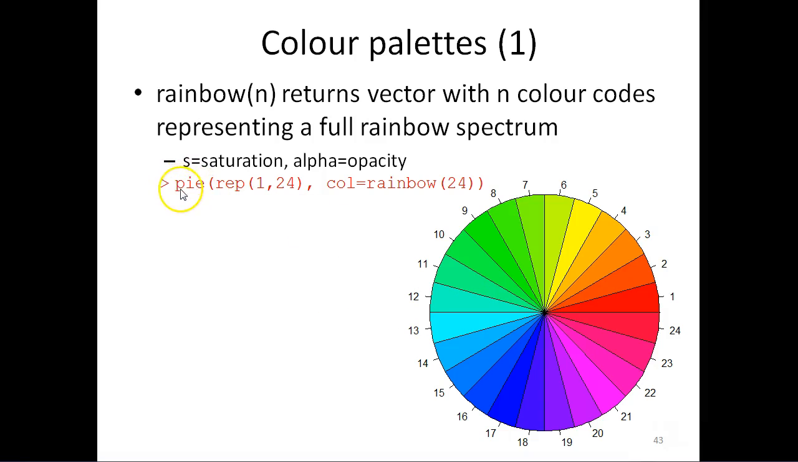In this case, we make a pie chart, and each pie piece is 1. They are all of the same size, and there are 24 of them. So you get a pie chart with 24 pieces. And here we use rainbow 24, which of course results in a vector containing this number of color codes. And as you can see here, you get all the colors of the rainbow, or at least 24 of them, in your chart.